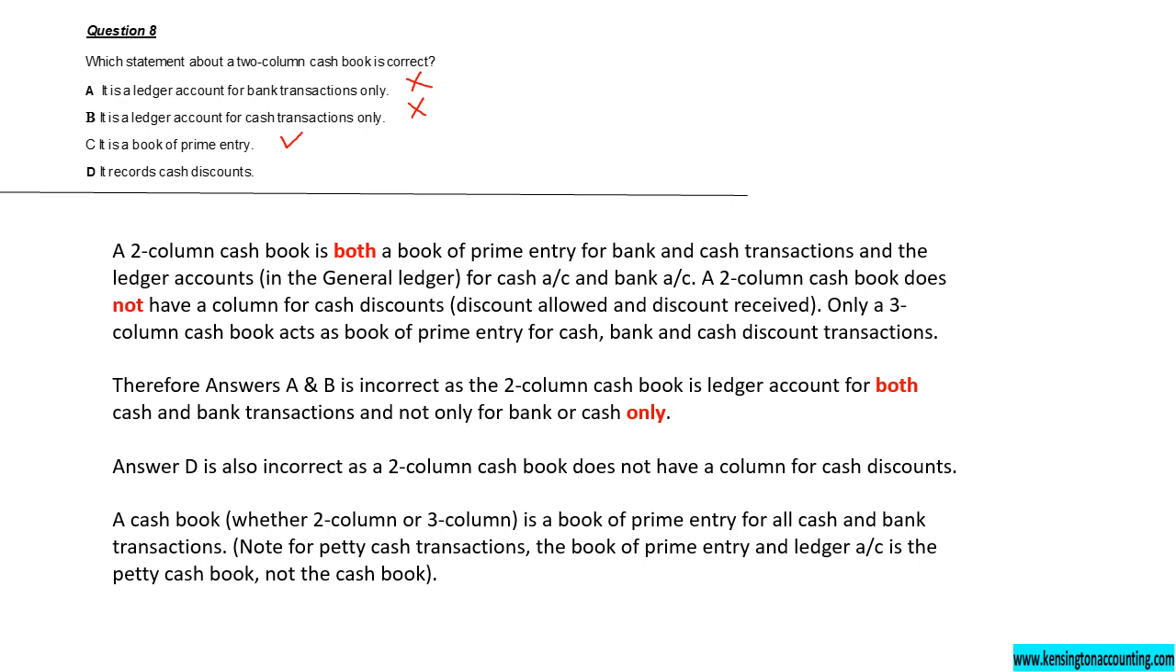D, it says it records cash discount. That's wrong, because a 2-column cash book doesn't record cash discounts. It is only the 3-column cash book which records cash discounts as well. Therefore, the correct answer is C.